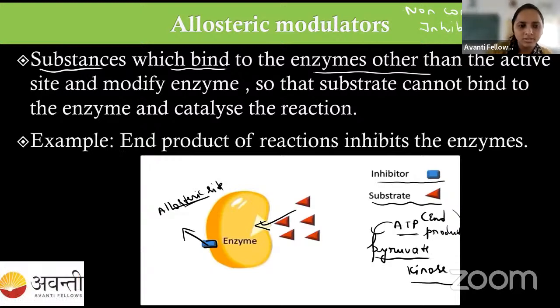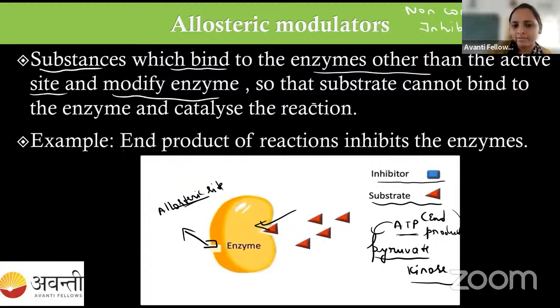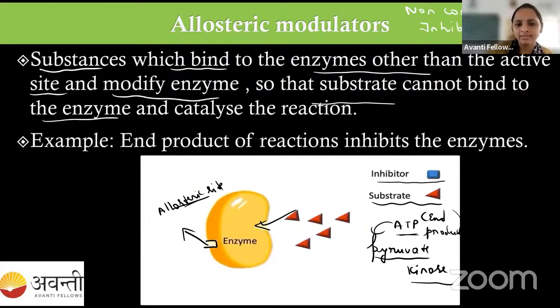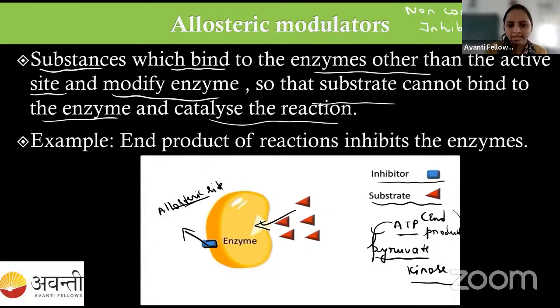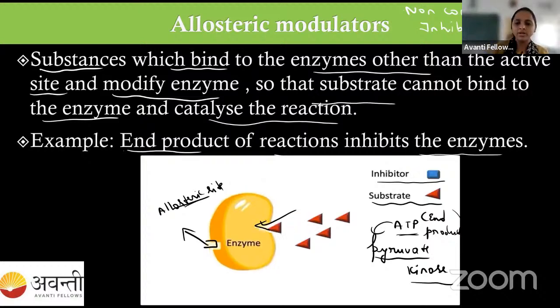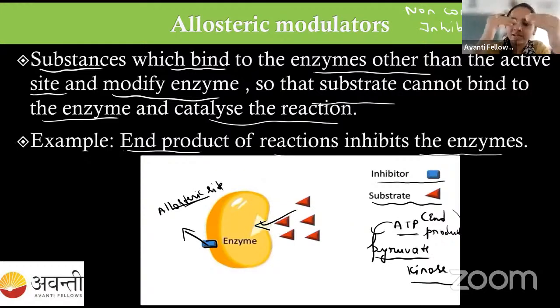Okay, so see here. It binds at a site other than the active site and modifies the enzyme so that the substrate cannot bind to the enzyme and catalyze the reaction. The example is an end product of the reaction inhibiting the enzyme. That is why I have taken this example. Here the enzyme is the pyruvate kinase and the end product is the ATP. So the end product ATP is going to inhibit the activity of the enzyme.